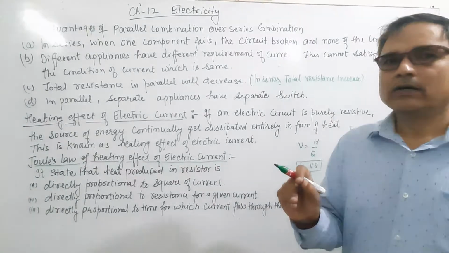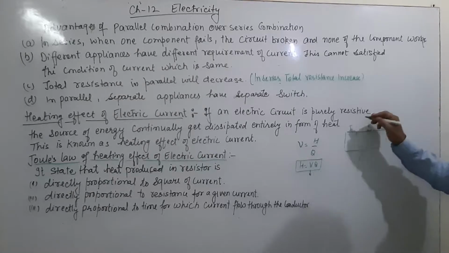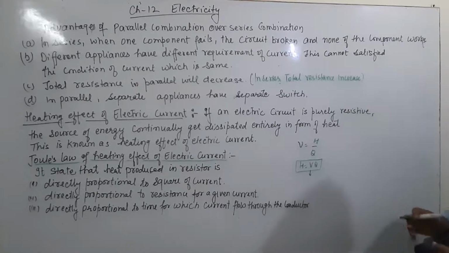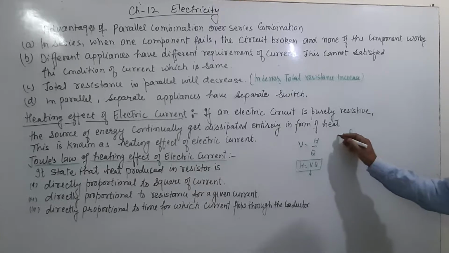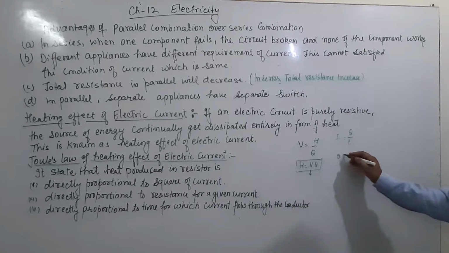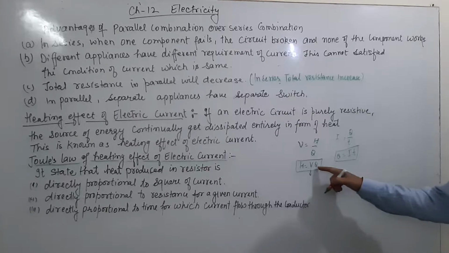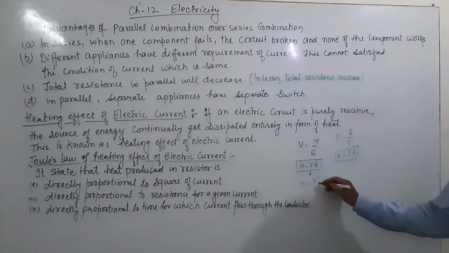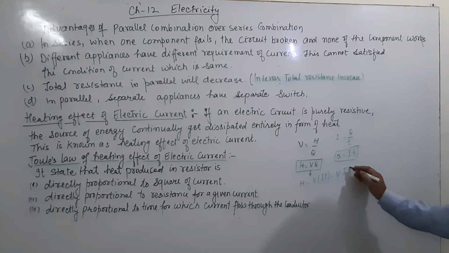We know the definition: rate of flow of charge means when the charge flows in a given interval of time, then it produces the current. So the rate of flow of charge is equal to I. Then what is the value of Q? Cross multiplying, Q is equal to I into T. Here we put the value of Q: H is equal to V and Q is equal to I into T, and then H is equal to VIT.